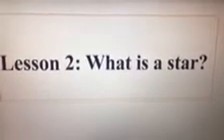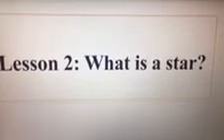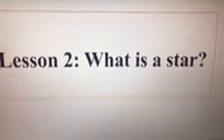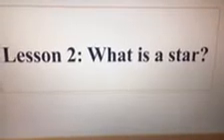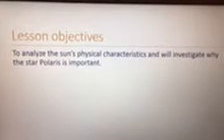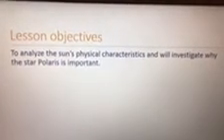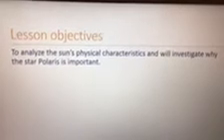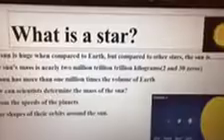Our lesson for today: what is a star? Lesson objectives: to analyze the sun's physical characteristics and investigate why the star Polaris is important.